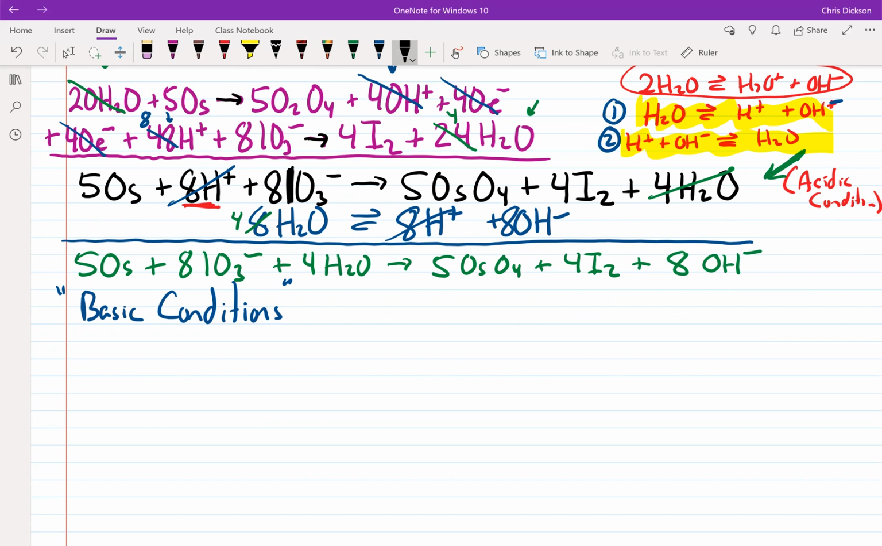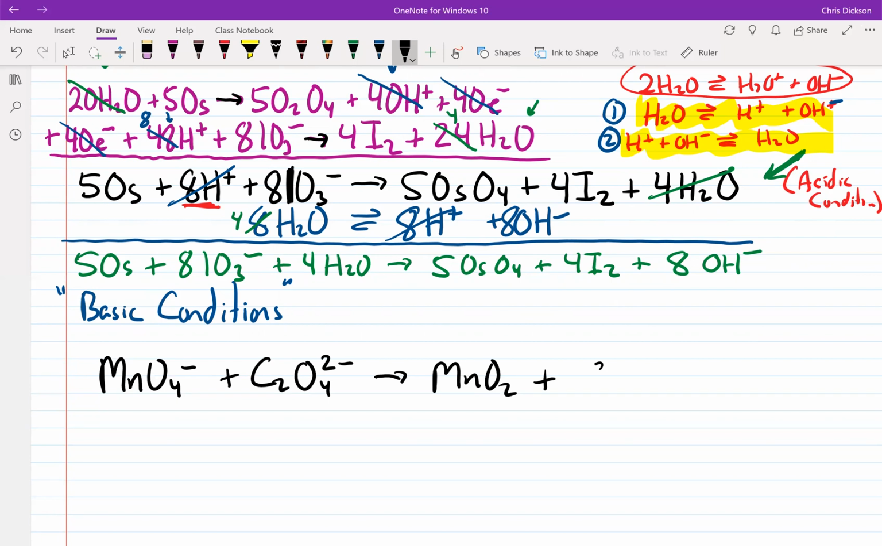So let's balance this one here. MnO4 minus plus C2O4 2 minus going to form MnO2 plus CO2. Okay, and those chemicals there, we're going to balance this under basic conditions.